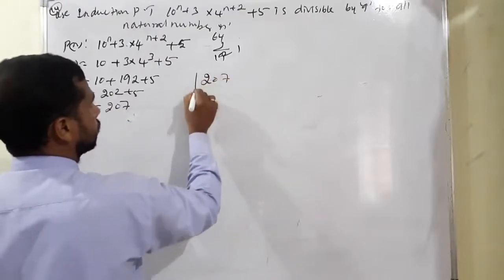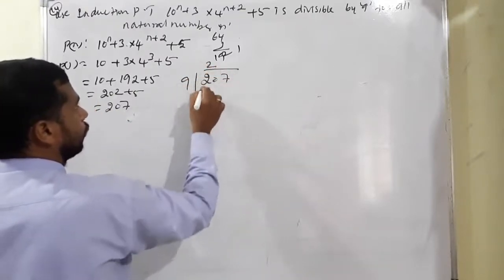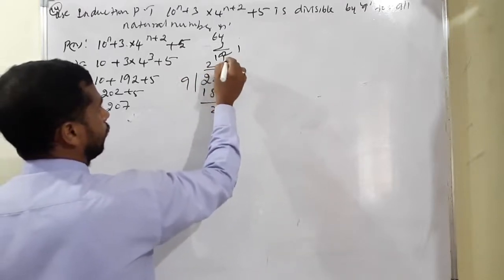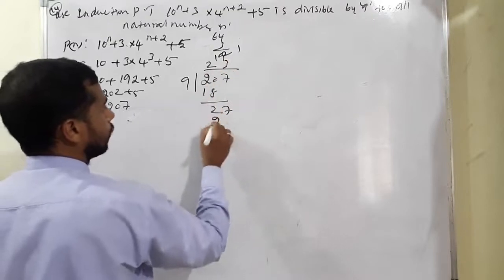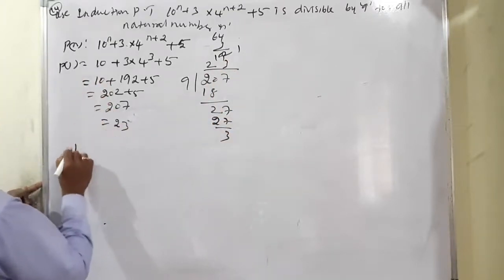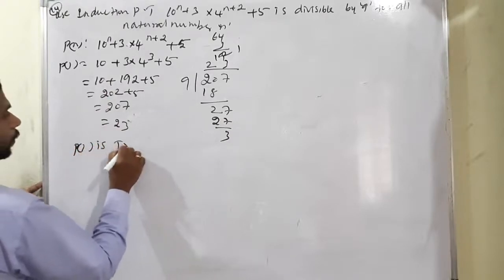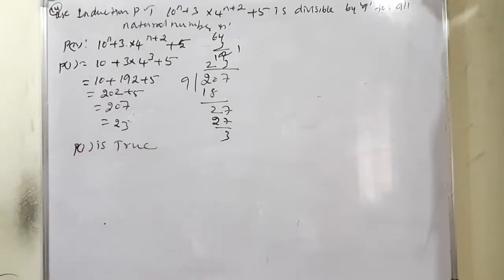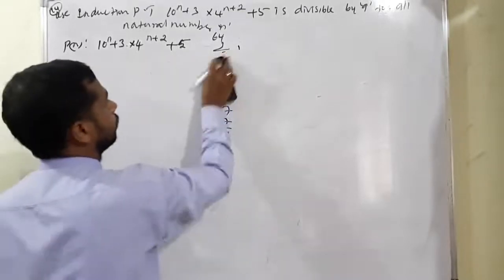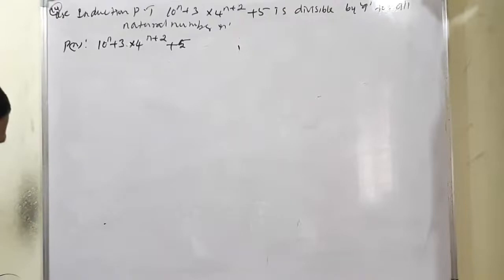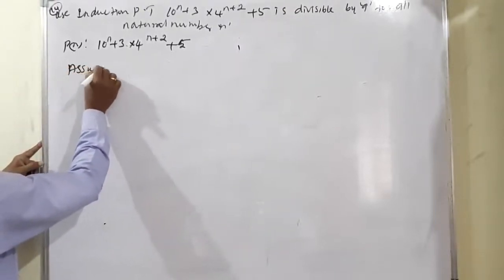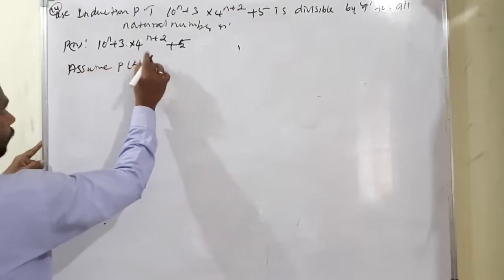Check it there. Is 207 divisible by 9 possible? 2 9s are 18, balance 27, means definitely 3 9s are 27. Possible, no? 3 9s are 27. Okay. Therefore, we can say P of 1 is true. So, P of 1 is true means we'll move on to the next step. So, next step, assume P of k is true.